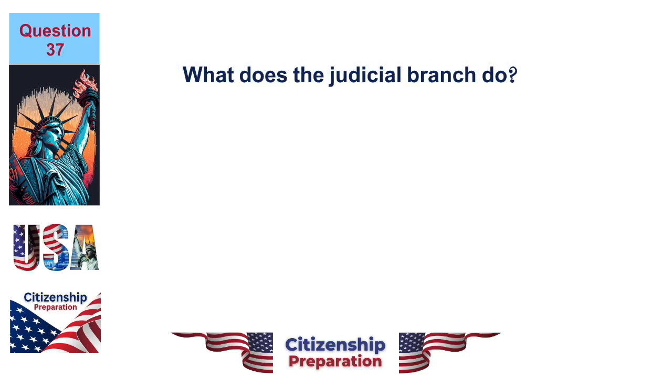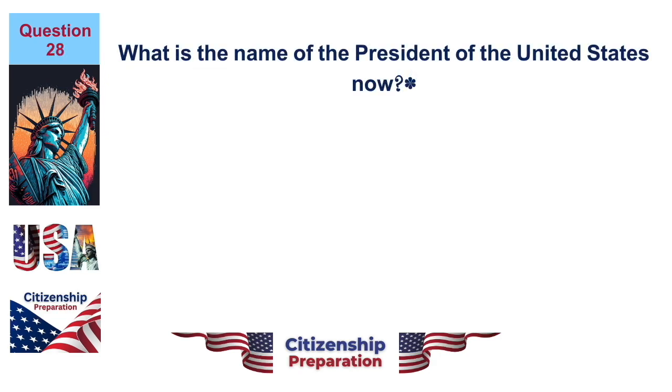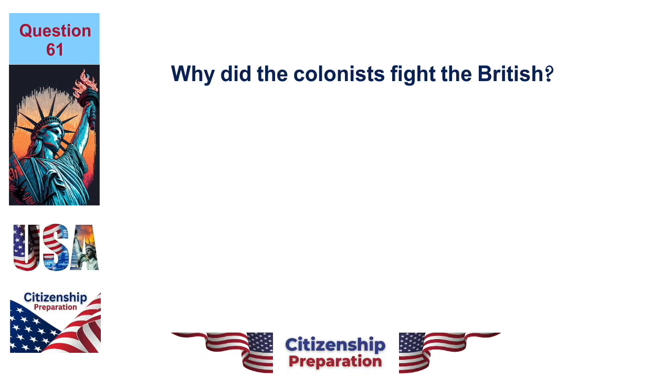What does the judicial branch do? Reviews laws. What is the name of the President of the United States now? Donald Trump. Why did the colonists fight the British? Because of high taxes.